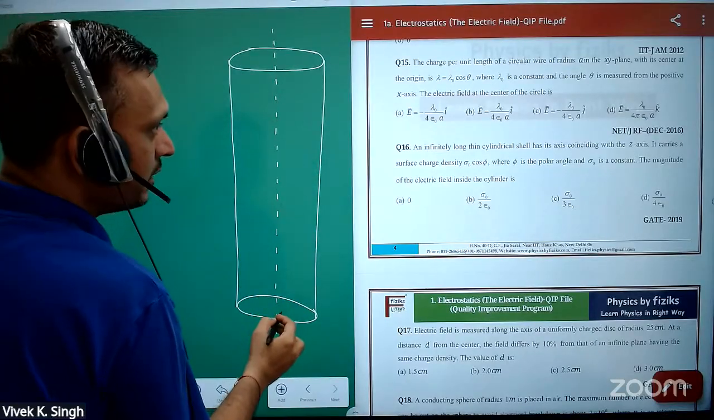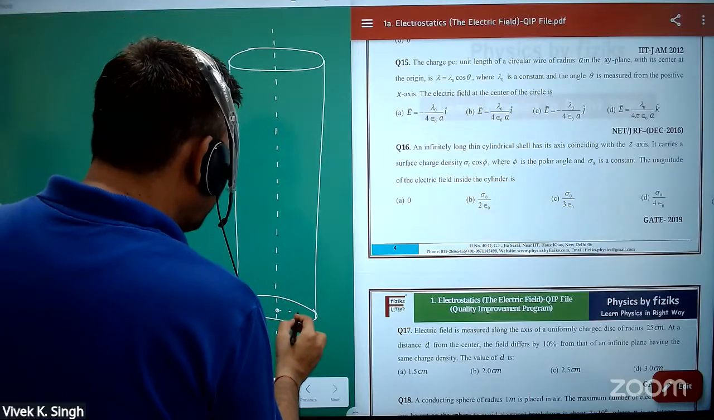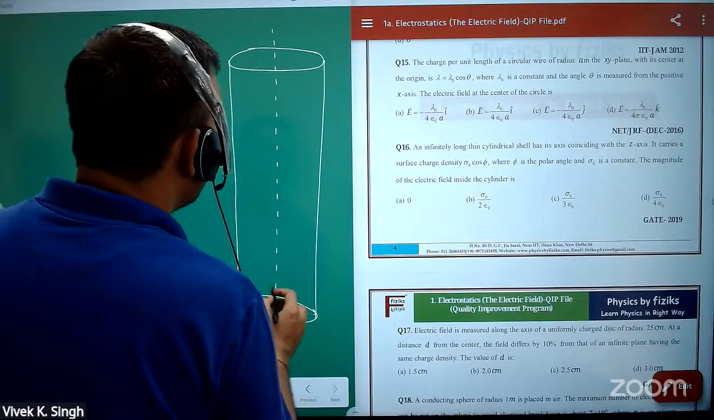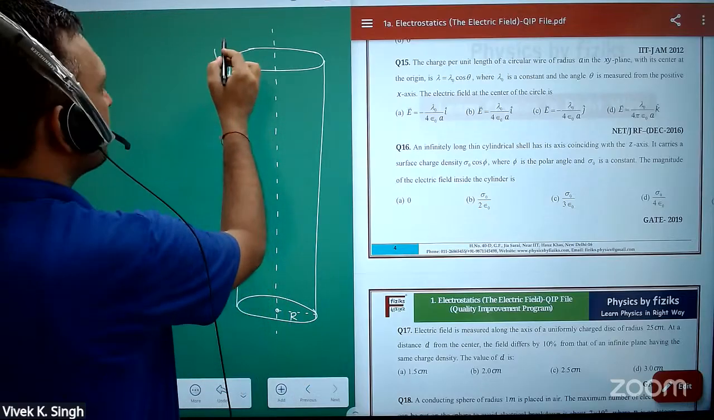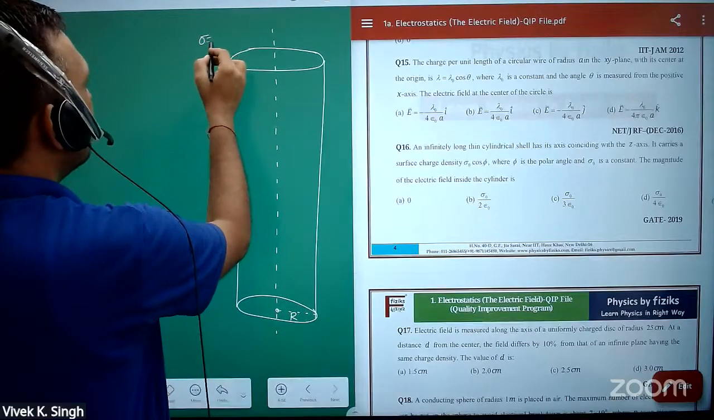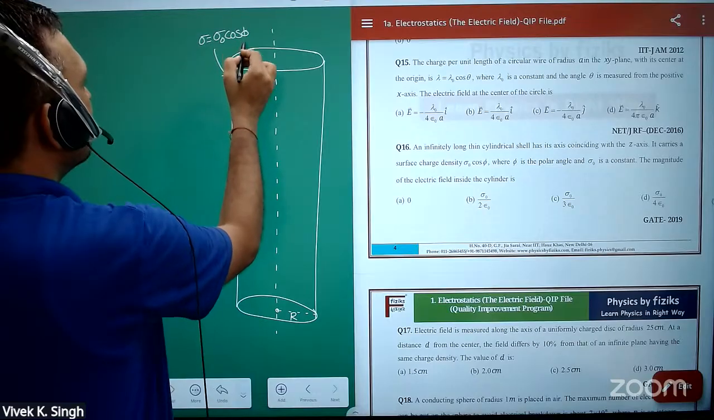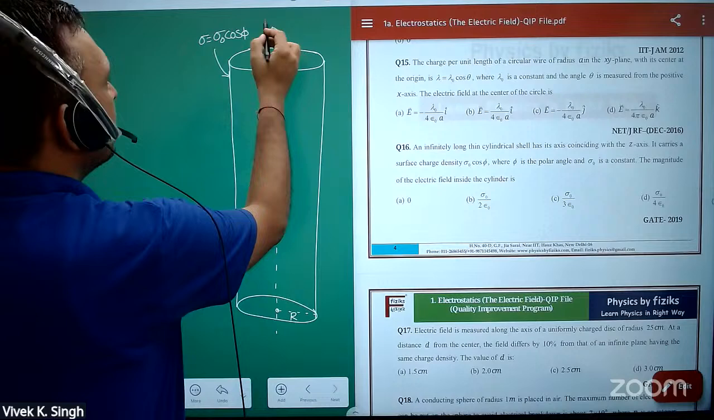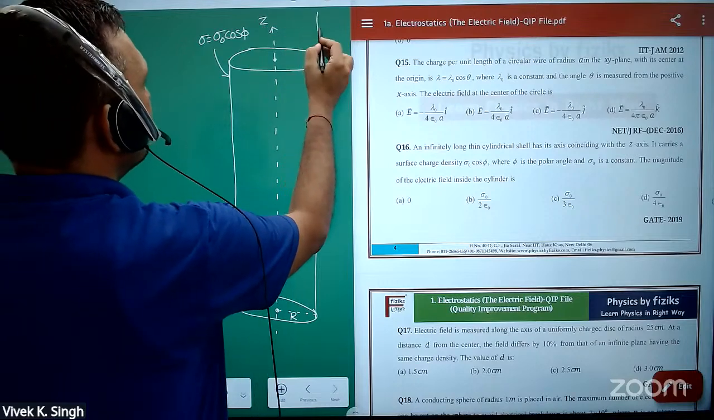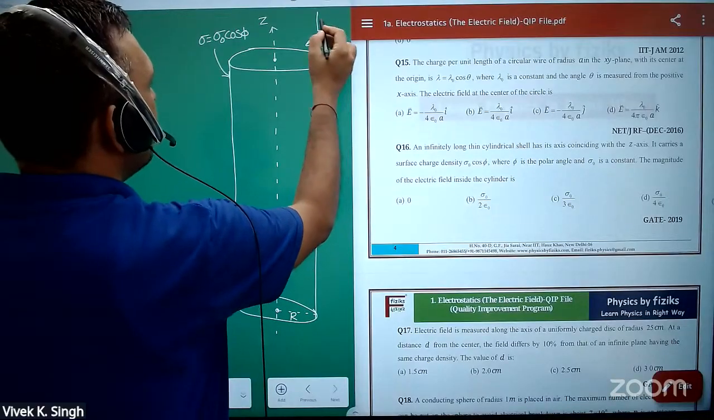And its radius is not given. So let's take its radius as r. I'm taking this radius to be r. Radius is not given, and sigma is given. Sigma is sigma naught cos phi. And I'm taking this to be the z axis. So assume this direction is x, this is y, and this is z.